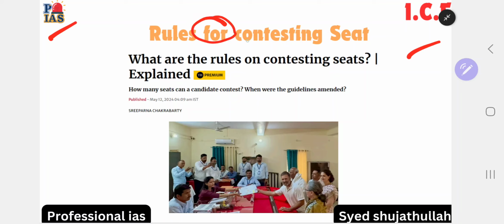Today we'll be discussing the rules for contesting Lok Sabha elections. We'll also talk about the conditions and qualifications required for an individual to contest seats in Lok Sabha elections. And we'll also talk about whether a candidate can represent two or more constituencies, what the guidelines are, and what the various amendments related to it are. Let us start it one by one.